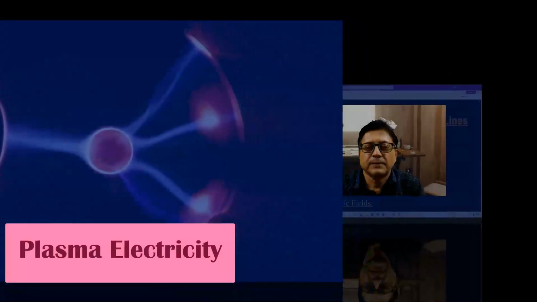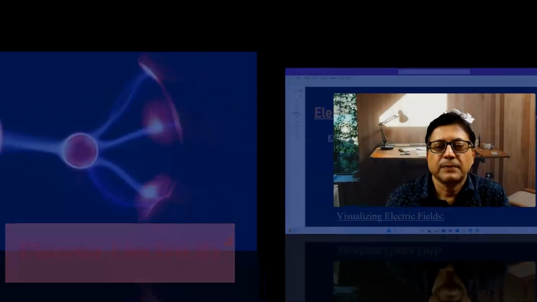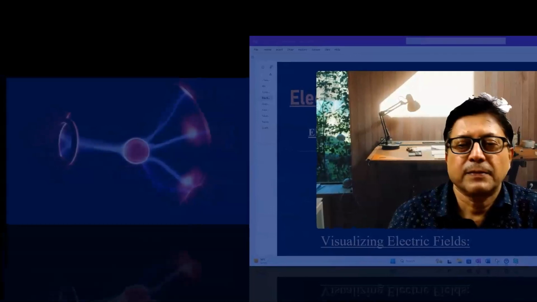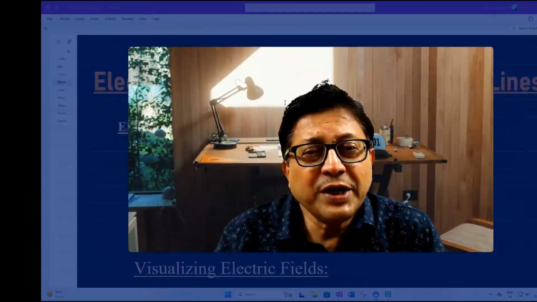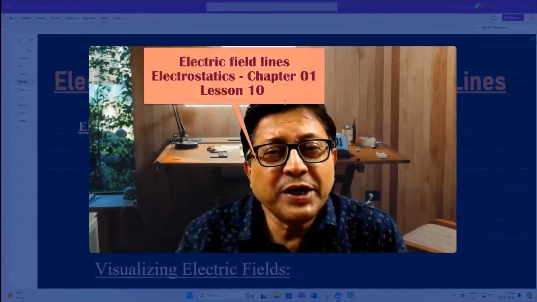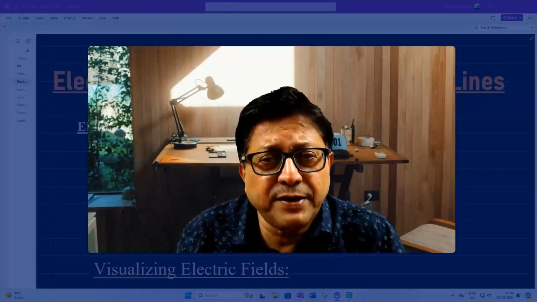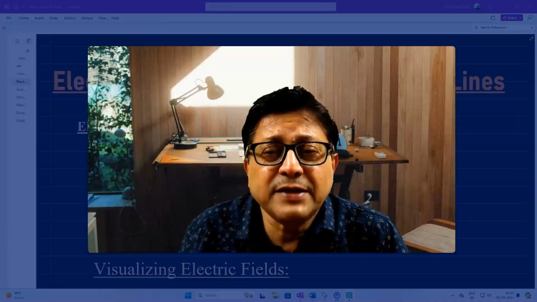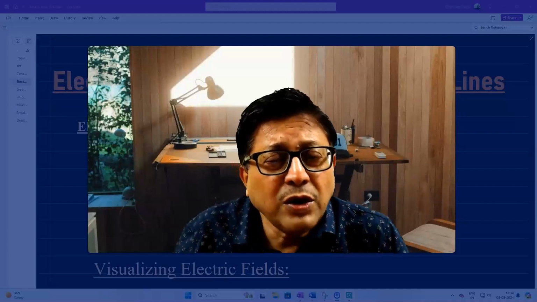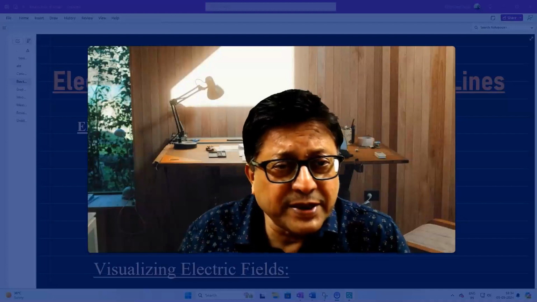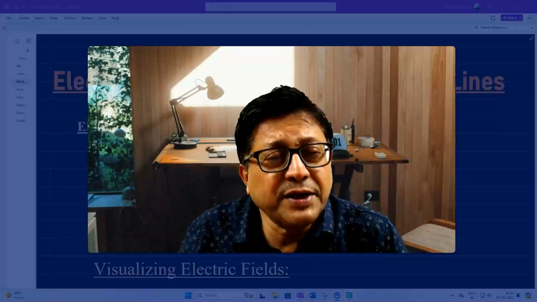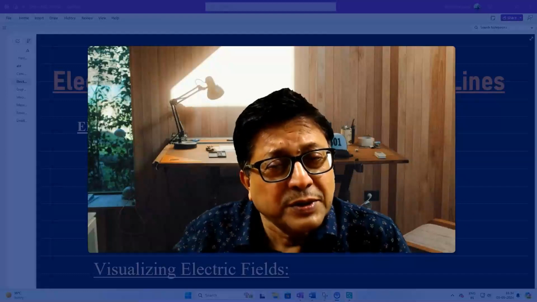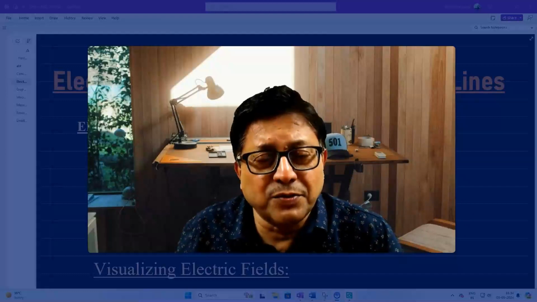Electric field strength in a region of space can be understood in two different ways. One is by mathematical calculation, which you have completed: how to find the electric field, or where the electric field strength is going to be zero. All these things you have calculated mathematically. In the past few sessions, I have explained in detail how to do it with mathematical calculation.